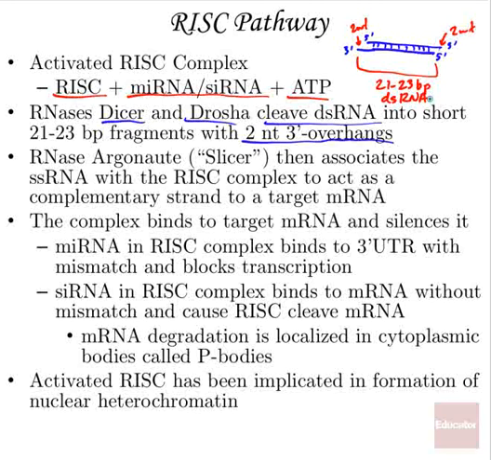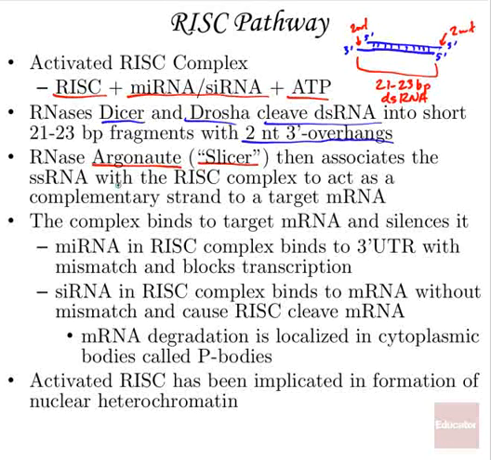Then we bring in a different RNase called Argonaute, which is also termed slicer. Okay. So the RNase Argonaute then associates single-stranded RNA with the RISC complex to act as a complementary strand to whatever the target mRNA is. Okay, so this double-stranded piece right here that's been processed by Dicer and Drosha can be separated into single strands, and that's what Argonaute's working with.